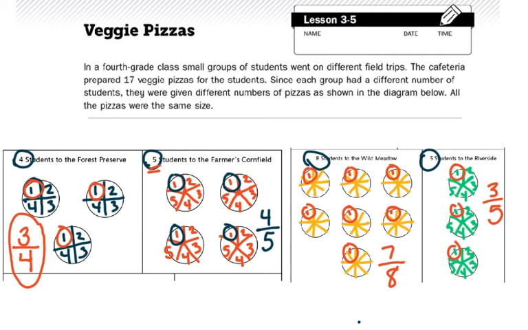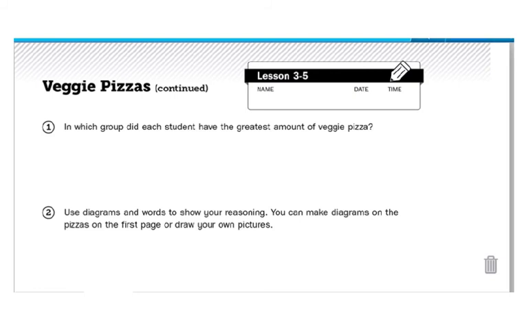Now that we know the fractional amount that each student will get, I can go ahead and decide which group is going to get the most. Here are the questions we are going to answer. In which group did each student have the greatest amount of veggie pizza?